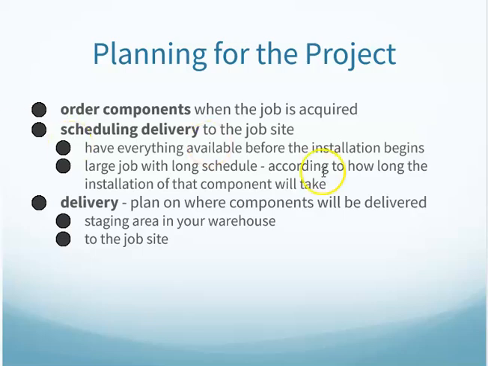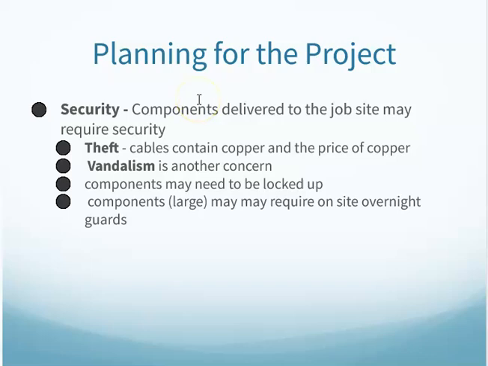Ordering components when the job is acquired. Then I have to worry about scheduling delivery. This might come in phases depending on how big the project is. And then also, where do the supplies need to be delivered? Depending on the job site, you might need to plan for security. You might be able to wheel it in and lock it up in a garage, so to speak, or the loading dock area because you're working in a building that's already constructed. But if it's out in an area where the building is being built, you might need to arrange for a locked-in fence or security guards, or some sort of job site box that you can lock up.